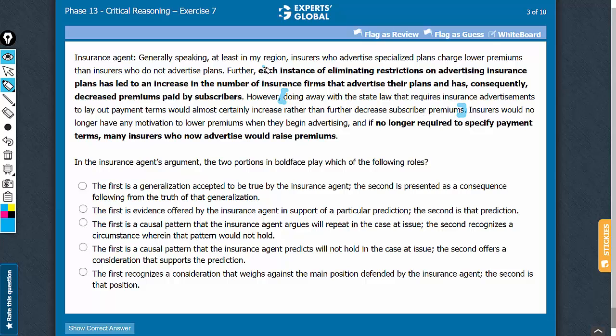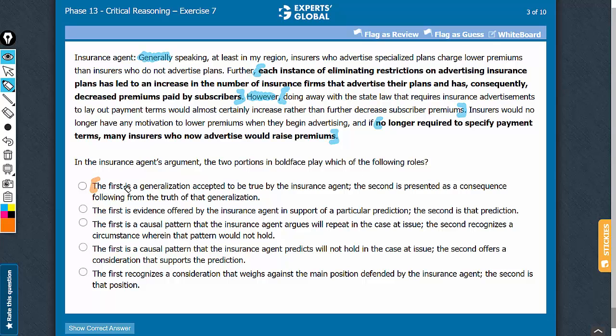See, the first boldface here is a part of something that generally happens, okay? But the conclusion is something in contrast, okay? And the second boldface here explains or supports why this contrasting conclusion is going to hold. So with that groundwork, let's look at the answer choices.